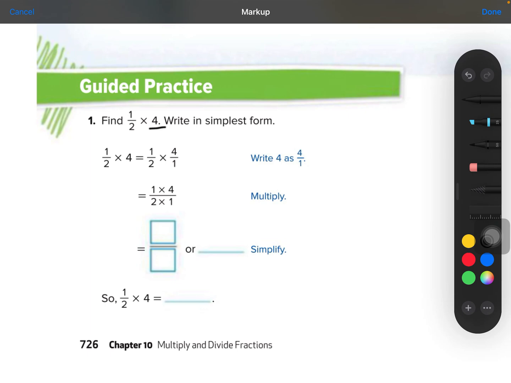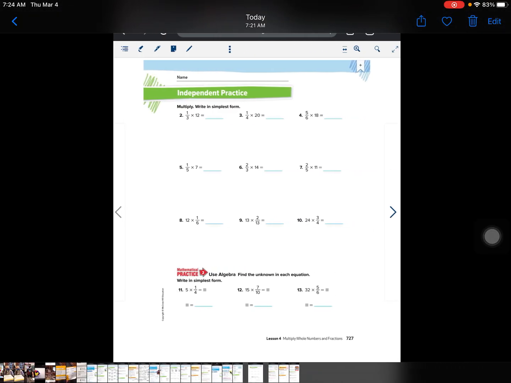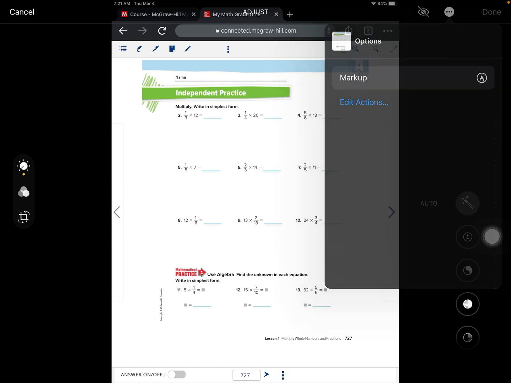Okay, here's our guided practice. Find a half times 4, right, in simplest form. Well, we just put a 1 underneath that, like that. And then we have 1 times 4 is 4. 2 times 1 is 2. So we have 4 2s. Or when we simplify, we know that 2 will go into 4 evenly 2 times. So that's a simplified version. So the answer is going to be 2.